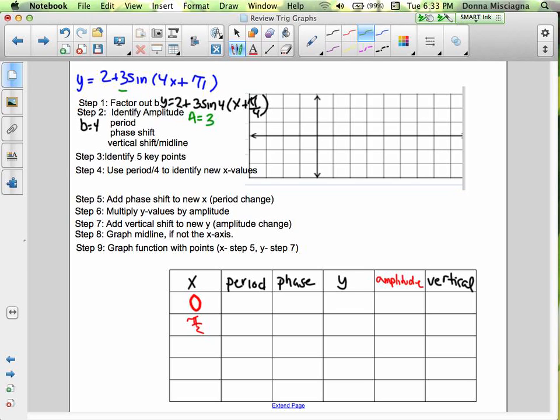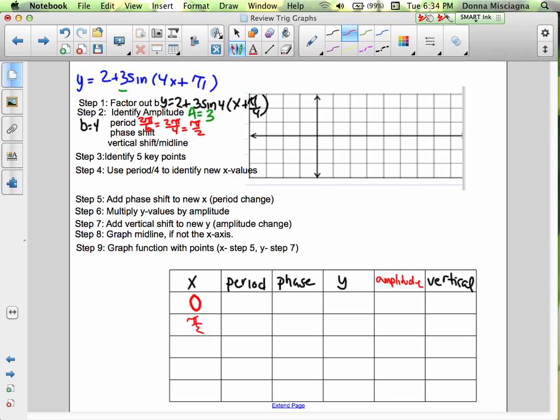The period. So now I want you to identify the period. All right, so now let's identify the period. Remember to find the period, you take 2 pi, divide by b. We know b is 4. So that's going to be 2 pi divided by 4, or pi halves. Let me move this up a little bit. So if you said pi halves, you got it.